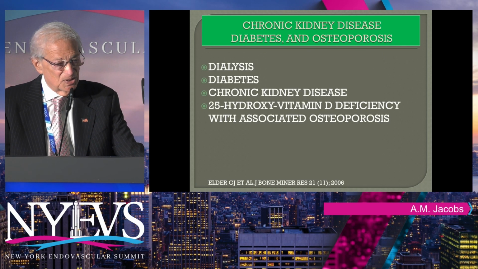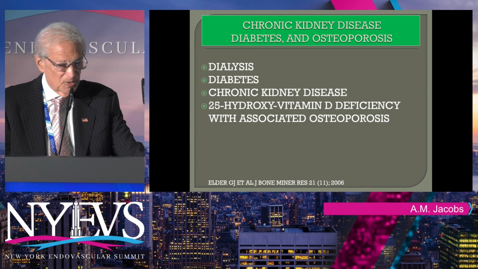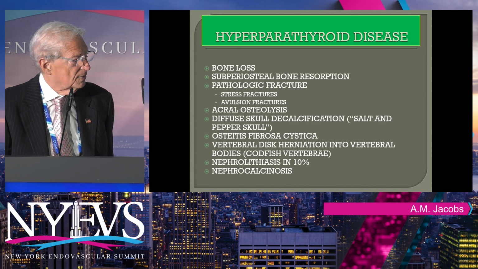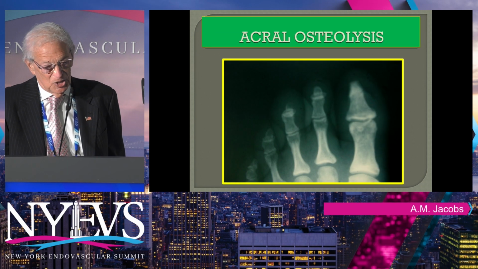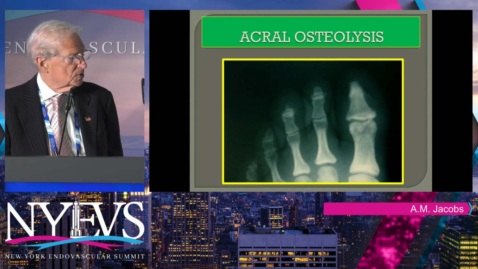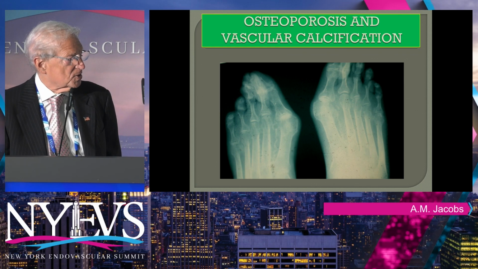So we have these patients that we see in our offices, and again, they're frequently neuropathic, so they don't complain of pain. But they get all these manifestations of secondary hyperparathyroid disease. So here are some of our patients. This patient had an active Charcot, but look at the resorption of the ungual tufts. This is one manifestation. They get extensive vascular calcification.